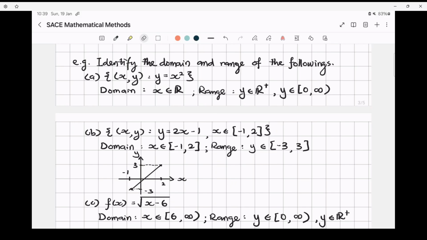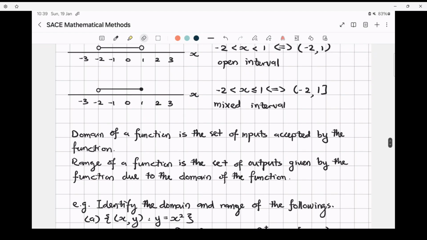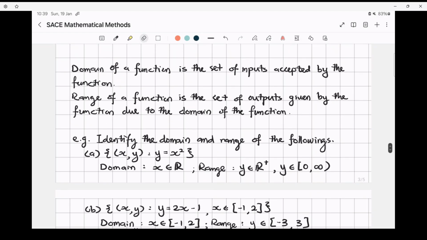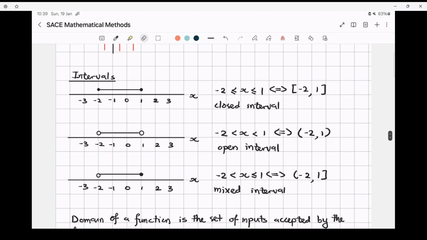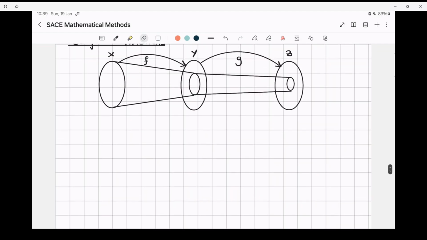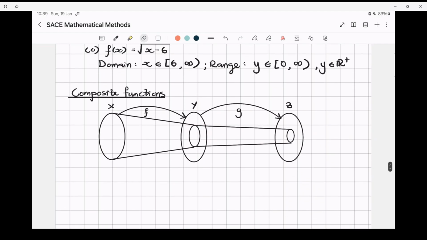Hi. So in the last video, basically we covered, starting from relationships, we defined what is a function and then what is domain, what is range, identify the domain and range, how to write the intervals and so on. So today we will look into the idea of composite functions.